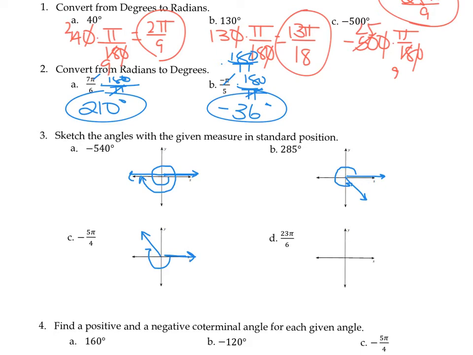23 pi over 6. How I figure out this one is I keep subtracting 2 pi. So 23 pi over 6 minus 12 pi over 6, right, because that's 2 pi, I get 11 pi over 6. And I know 11 pi over 6 is in the 4th quadrant. So I just have to go a full circle, and then back to the 4th quadrant.